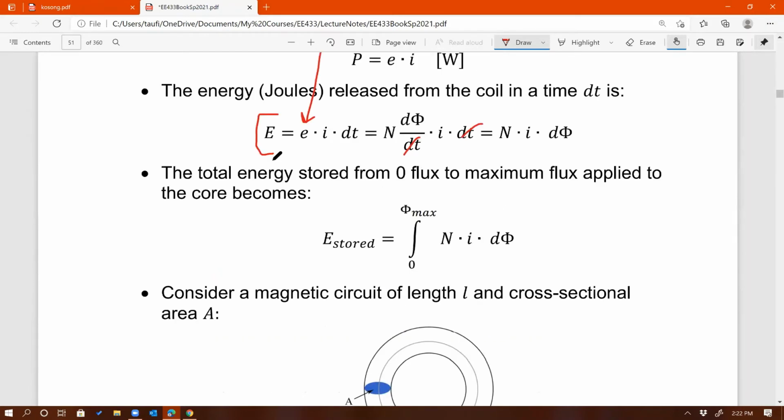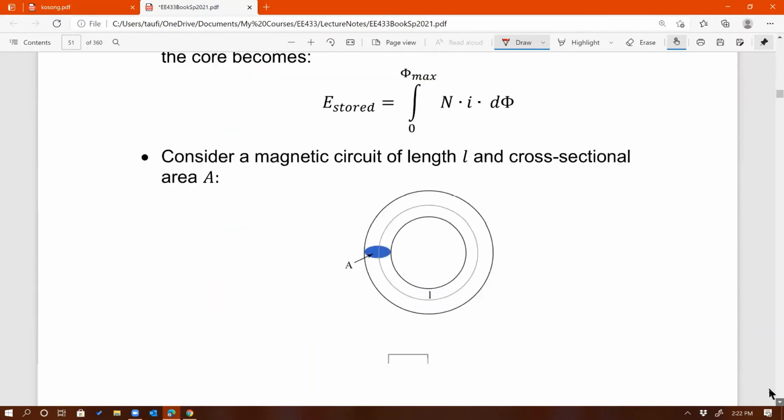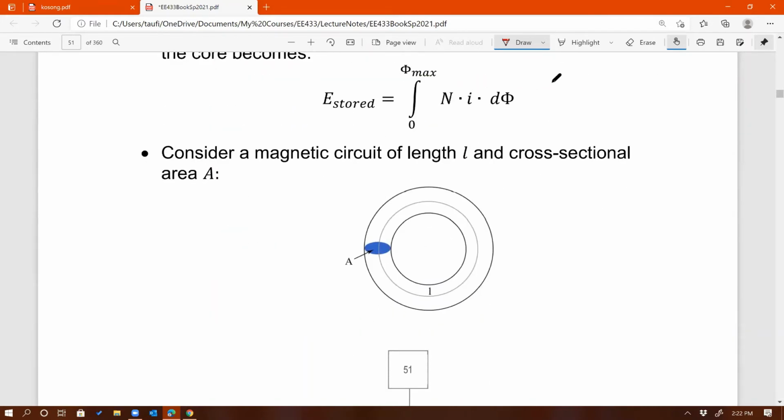Okay. So then the total energy stored from zero flux to maximum flux applied to the core becomes just the integral, right? From 0 to the max of Ni with respect to the flux itself. So that's how we get the total energy stored from the flux. And so that's the equation for energy stored.